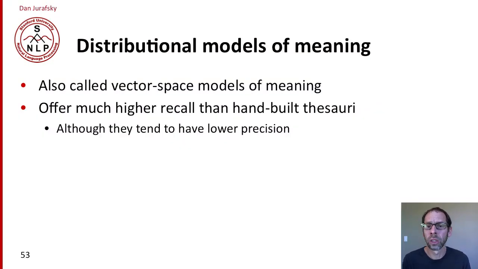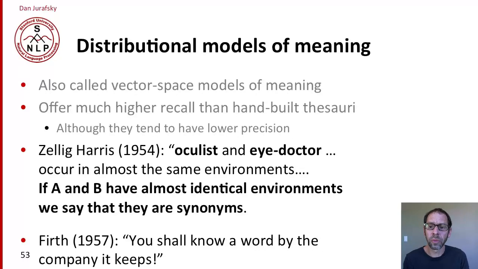So for all these reasons, we often use distributional models of meaning, often called vector space models of meaning. And these tend to give you higher recall than hand-built thesauri, although they might have lower precision. The intuition of these distributional models of meaning comes from early linguistic work. So for example, Zellig Harris in 1954 said, oculist and eye doctor occur in almost the same environments. So if A and B have almost identical environments, we say they're synonyms. And Firth, back in 57, said, you shall know a word by the company it keeps.